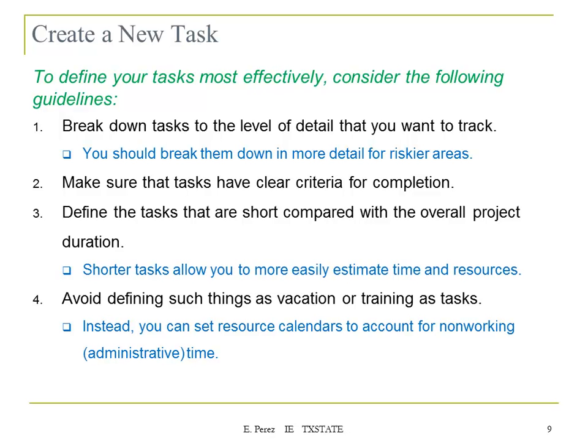Make sure that tasks have a clear criteria for completion. Define tasks that are short compared with the overall project duration. Shorter tasks allow you to more easily estimate the time and the resources that you're going to need. And avoid defining such things as vacation or training as part of your project. Microsoft Project allows you to define certain days in the calendar in which you're not going to have resources available. So instead, you can set resource calendars to account for non-working days or non-working time.